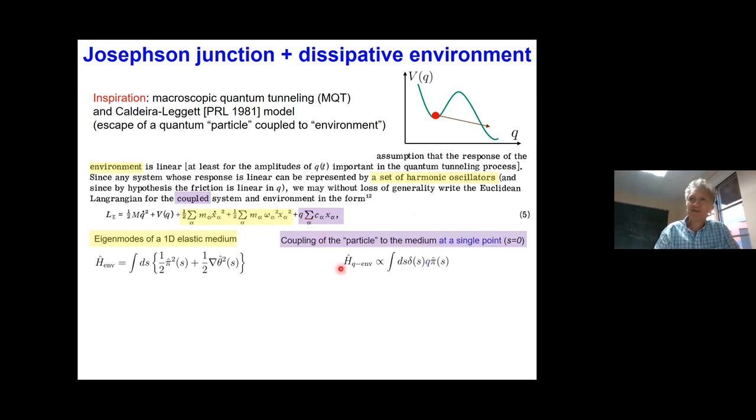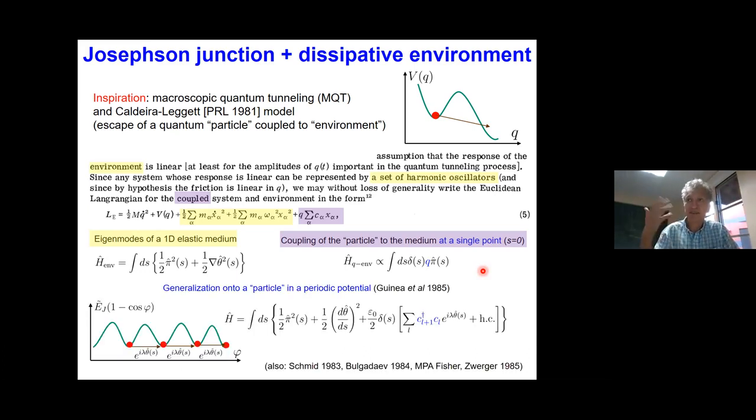The coupling, the last term, corresponds to coupling of our system's variable Q to the variable of the environment. In this case, it's pi hat, the density of momentum at point S equals 0, at one point. So there is some string in auxiliary space that is attached to our particle, and when the particle tries to tunnel, it excites the string, but also there is some back action, and it may affect the dynamics of the particle. That was the idea.